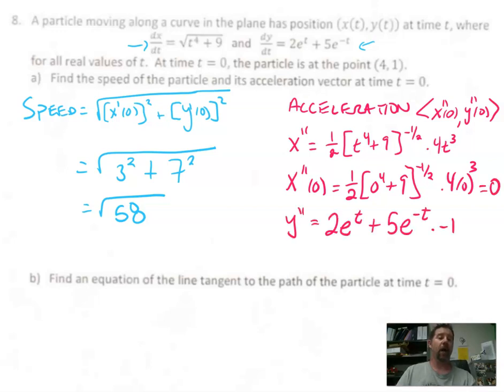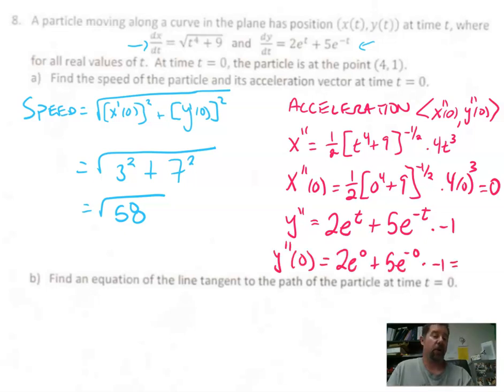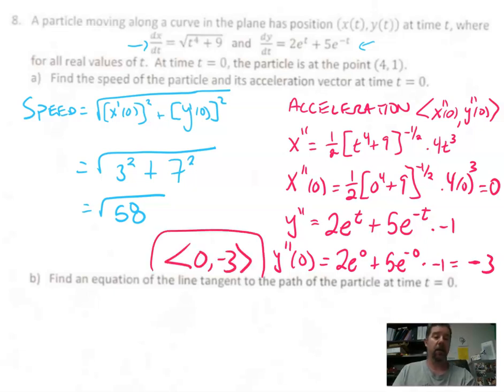Next, I've got to find y double prime. And so y double prime is 2e to the t plus 5e to the negative t times -1. And then when I evaluate that at 0, e to the 0 is 1 and e to the negative 0 is 1. So I get 2 minus 5, which is -3. So our acceleration vector would be (0, -3). So there are two answers right there. All right, perfect. Moving on to the next part.